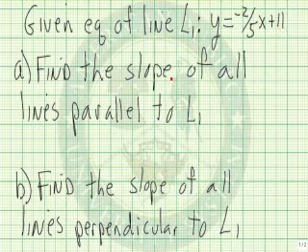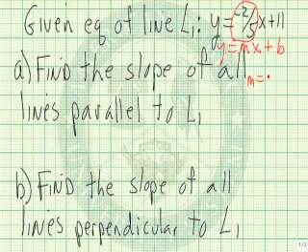We want to find the slope of all lines parallel to L1. Notice here, because y equals mx plus b, that the slope of this line is in fact negative 2/5. But since we want the slope of all lines parallel, two lines are parallel if they have the same slope, so that means that every line with a slope of negative 2/5 will be parallel to this particular line.